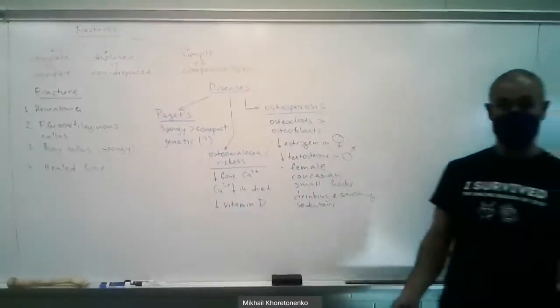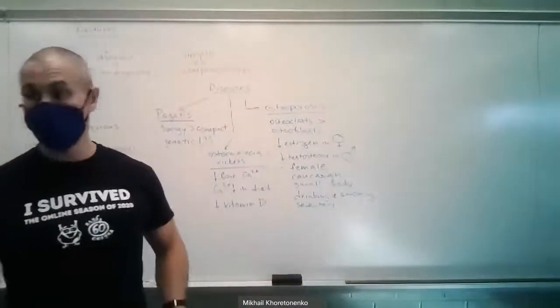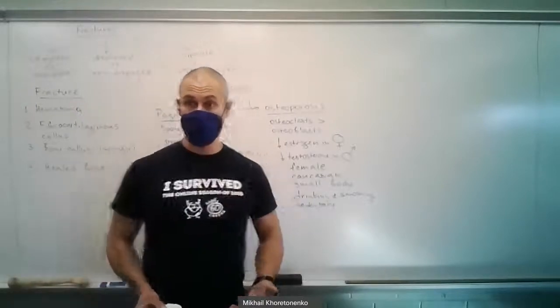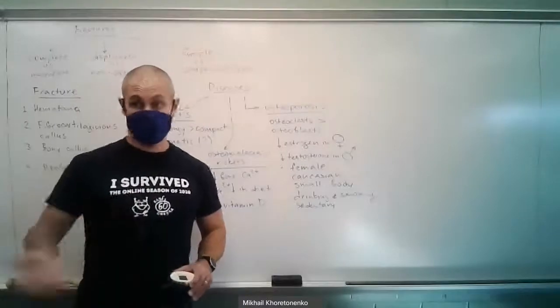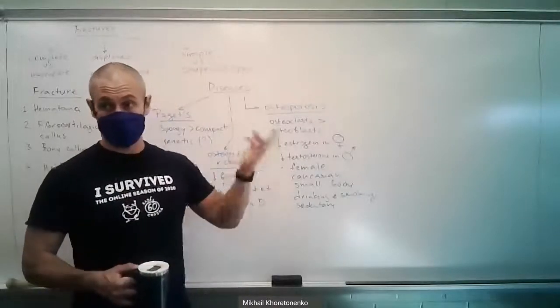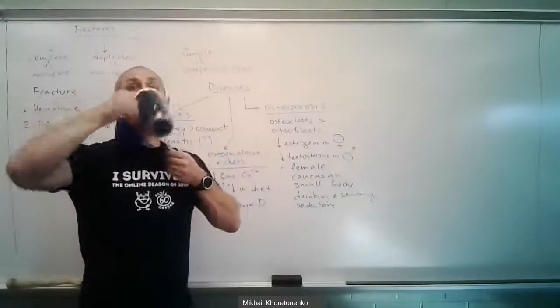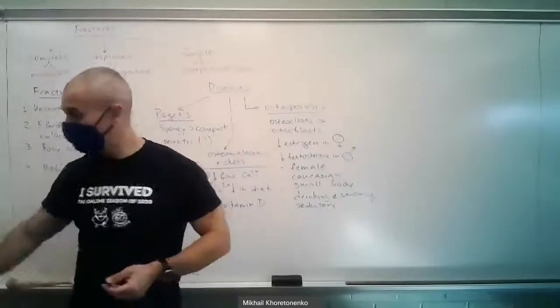And interestingly enough, what else doesn't help? Soft drinks like Diet Coke or Fanta, because they are very acidic. And in order to buffer that acid, the organism has to take phosphate from the bone, which reduces phosphate and calcium and reduces density. Does that make sense? Okay, cool.